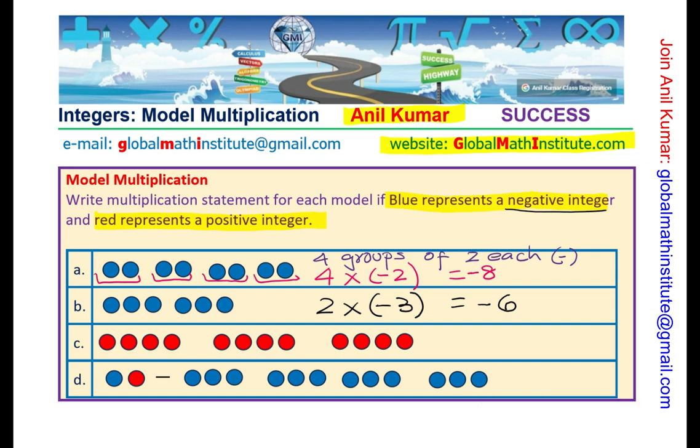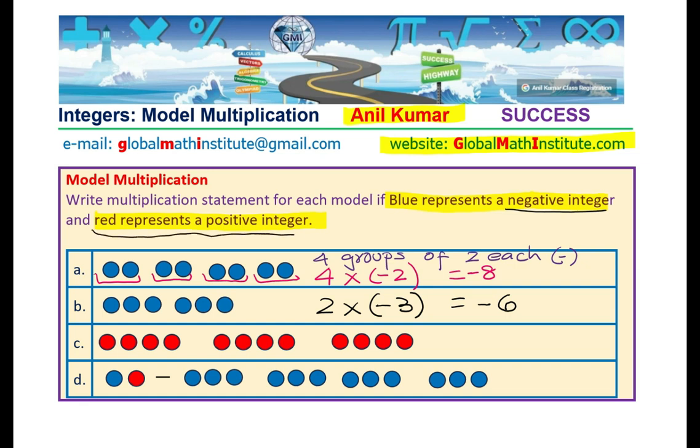Now, C is all red, correct? So you are expecting a positive answer since red represents a positive integer. How many groups? 1, 2, 3. And in each group, we have 4 reds, right? So that means 3 groups of 4 each, positive integers. And if you count them all, there are 12 red counters, which means 12 positive. That becomes yours.